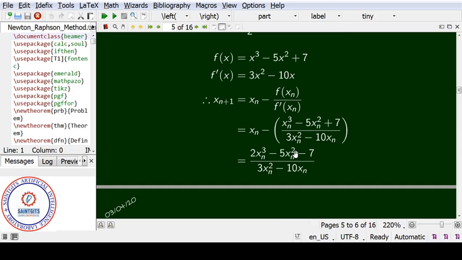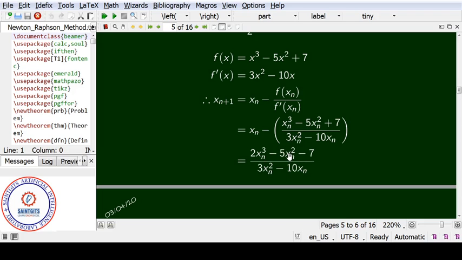Now we can simplify this expression by cross multiplication. 3xn square minus 10xn into xn minus 1 into xn cube minus 5xn square plus 7, the whole divided by 1 into 3xn square minus 10xn. Xn into 3xn square is 3xn cube, minus xn cube. 3xn cube minus 1xn cube is 2xn cube. Then minus 10xn into xn is minus 10xn square, minus 5xn square. So minus 10xn square plus 5xn square is minus 5xn square. Then minus into plus is negative, so negative 7, the whole divided by 1 into 3xn square minus 10xn.